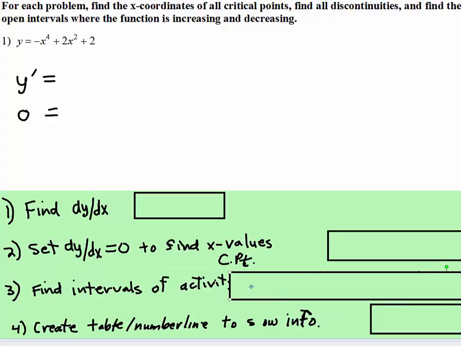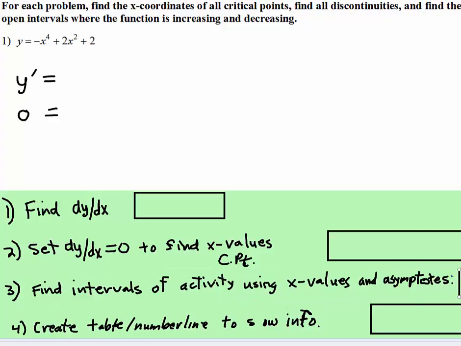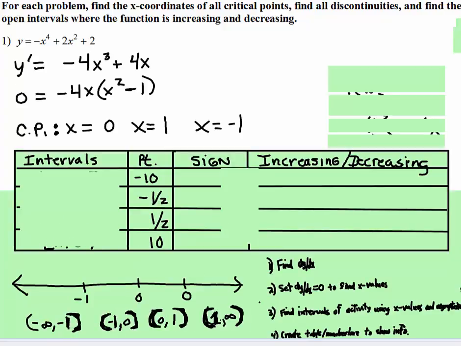And then you're going to draw a number line, and then you're going to find the intervals using those critical points. Or for a rational function, you'd find asymptotes. Then you're going to create a table and number line to show the info. So let's get started.